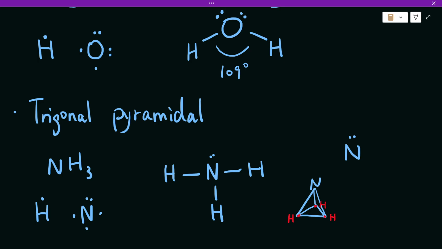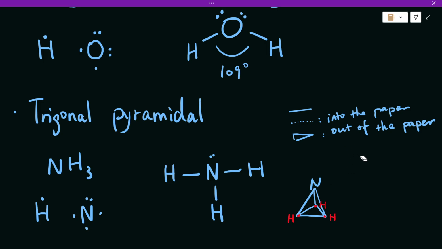And to effectively illustrate this, we would use a dash to represent the bond that is in the same plane as the paper, a dotted line to represent a covalent bond that is into the paper, and a triangle shape to represent the bond that is out of the paper, pointing out of the paper.